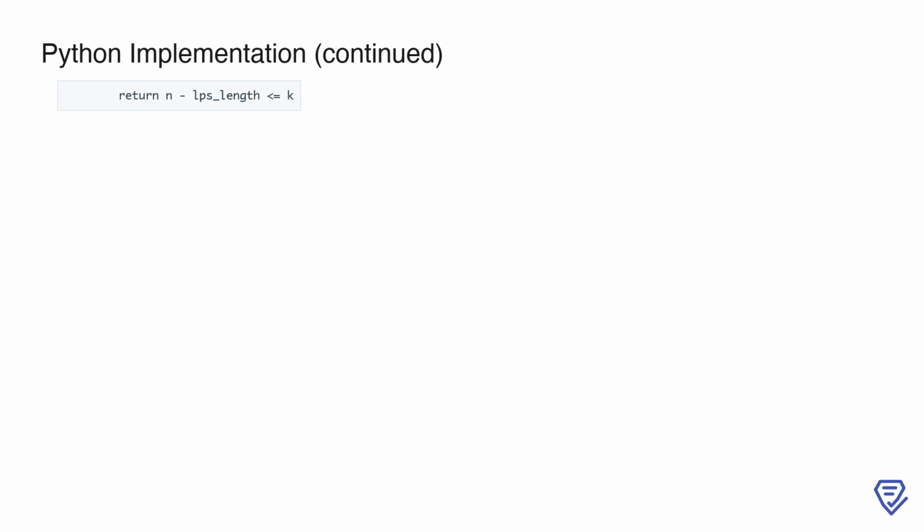Using the helper function, we compute the length of the longest palindromic subsequence, stored in LPS_length. The next step is to check if the number of deletions required to turn the string into a palindrome, which is n - LPS_length, is less than or equal to the given limit k. If this condition is satisfied, we return true, meaning the string can be transformed into a palindrome with at most k deletions. Otherwise, we return false. This approach ensures that we efficiently solve the problem by leveraging dynamic programming to compute the longest palindromic subsequence first and then evaluating the deletion condition.